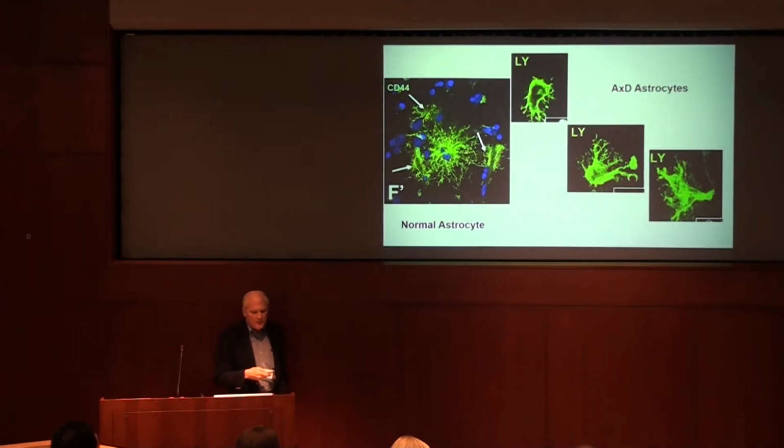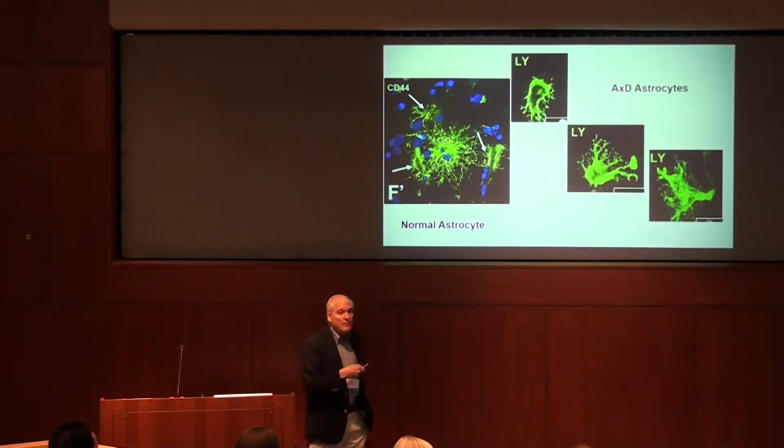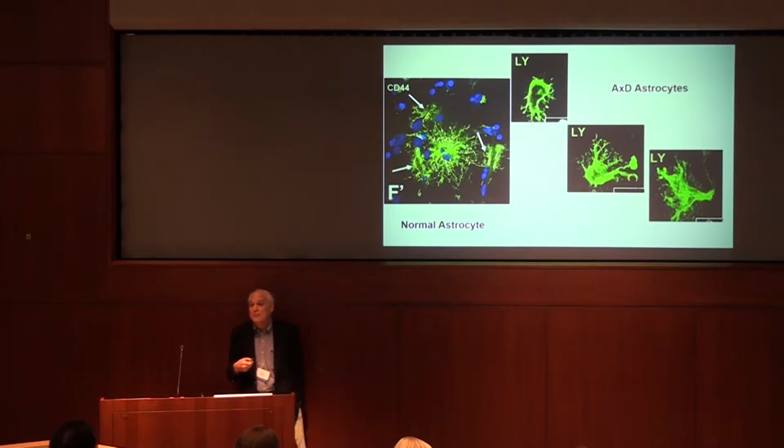And here's an example of a normal astrocyte I showed you earlier. These are 3 astrocytes. This is actually from one of our mouse models, one of Albee's mouse models. These astrocytes look like this. If you compare them to something like this, you see they're tremendously changed.